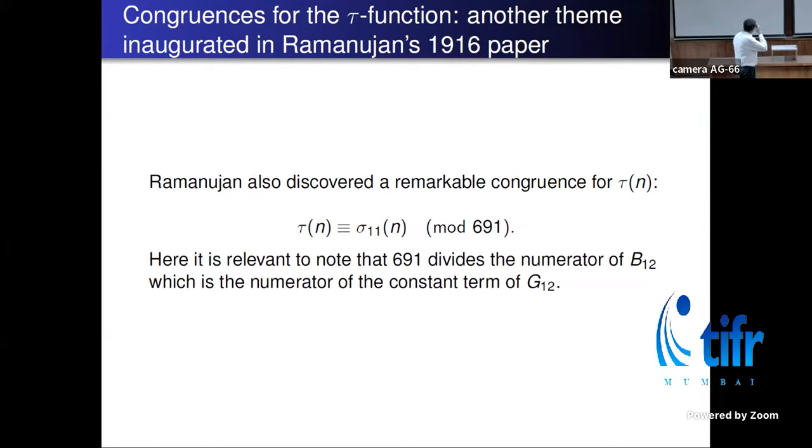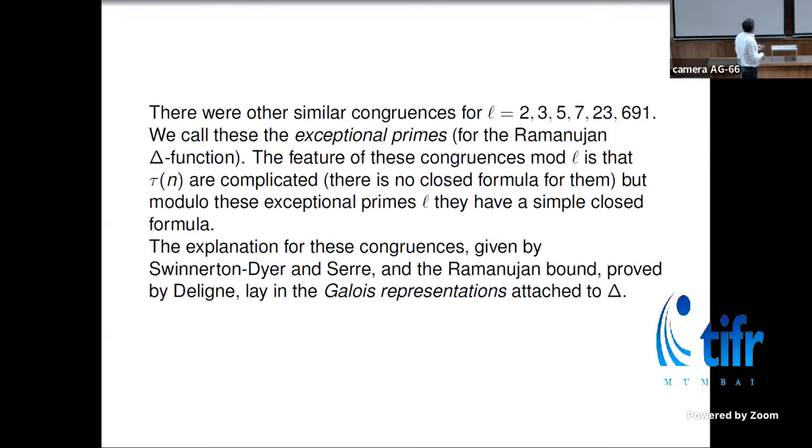Okay, so this congruence, also practicing in some sense, directly played a role in the developments which led to Serre formulating his conjecture. After Ramanujan, several other English and Indian mathematicians wrote down similar congruences for primes 2, 3, 5, 7, 23, 691. So six of these primes.